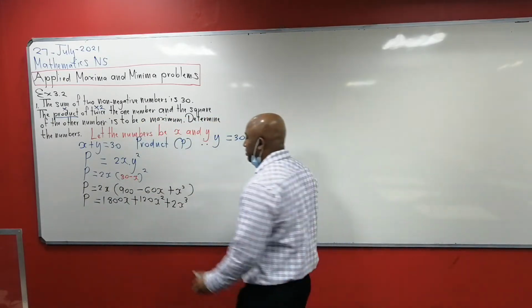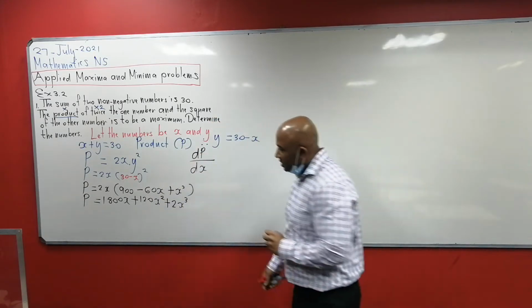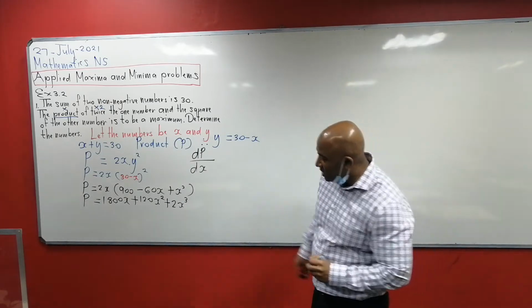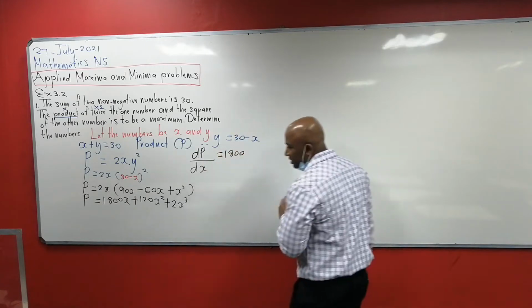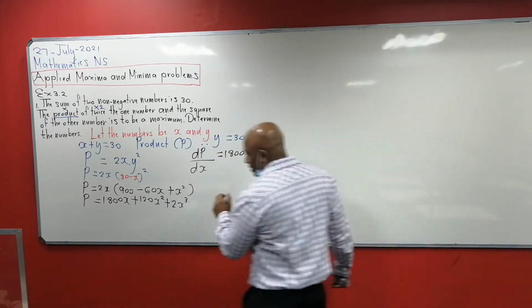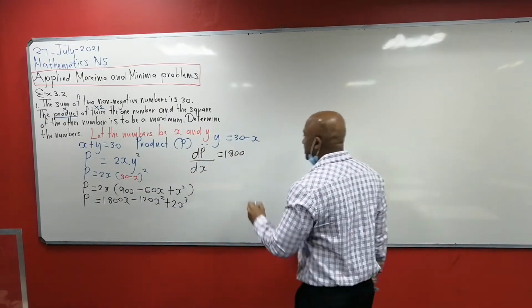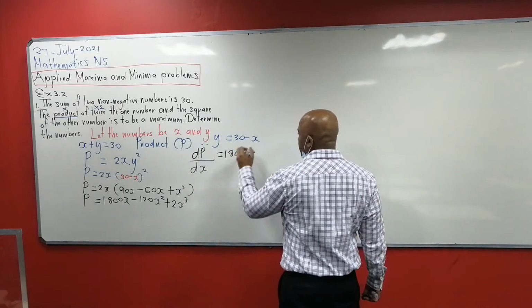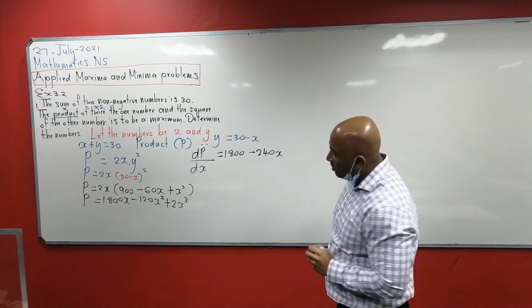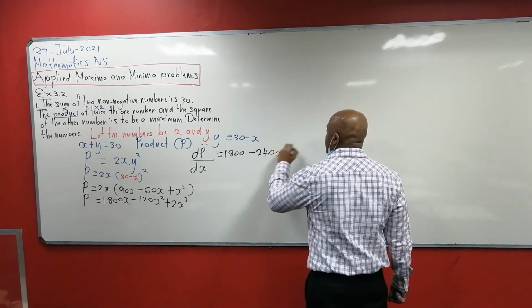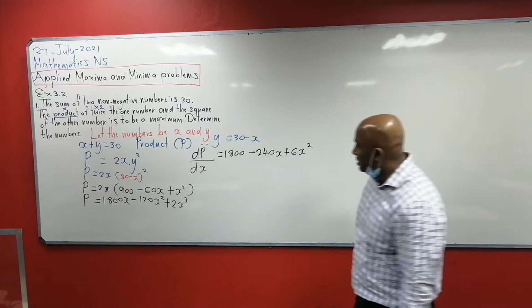So now we can find dp over dx. So our dp over dx, if I differentiate that, the derivative here will be just 1800. Oh, this one here was a minus, sorry, that will be a minus here, that's a mistake. So that will be minus 120 times 2, that will be 240x. And the derivative of 2x cubed, 2 times 3, that will be 6x squared. Alright, so we found our first derivative.